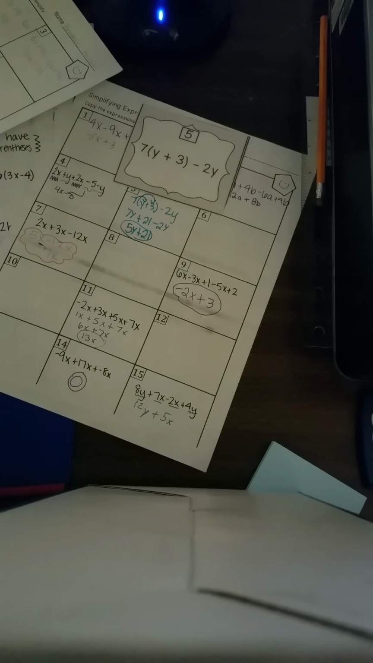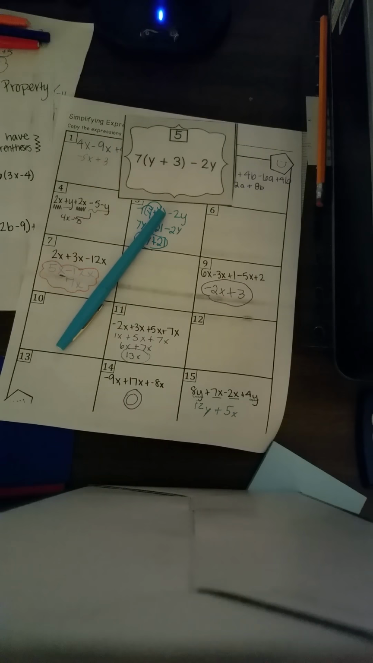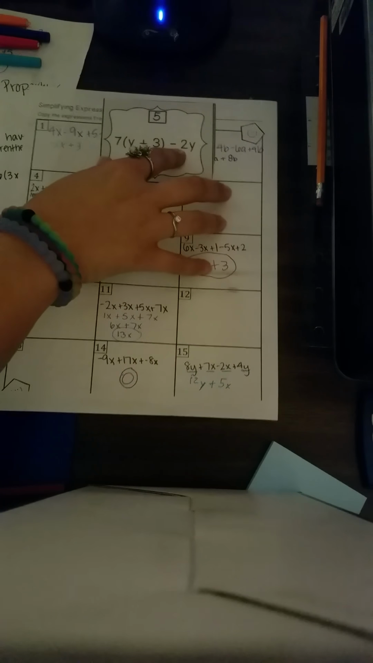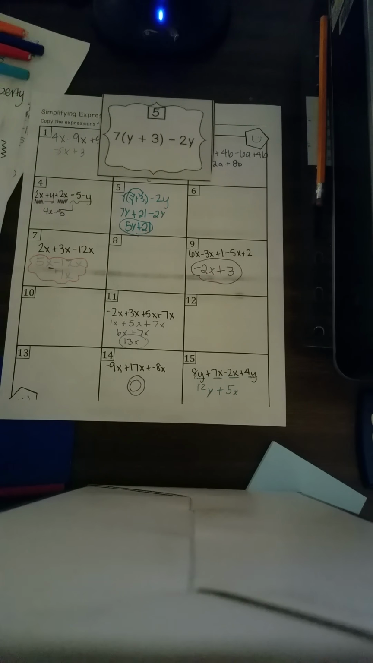And what should he do to his answer? Look at him go. All right, do we agree with 5y plus 21? Yes. Why did we not multiply the 7 times the negative 2y? Because it's not in the parentheses. Fantastic. So we don't multiply it by that. All right, are you ready for the next one? Are we super excited? Can we get super excited?